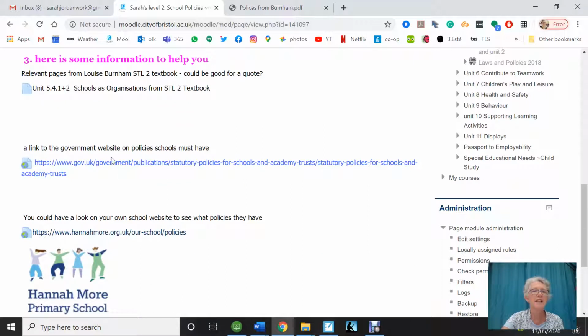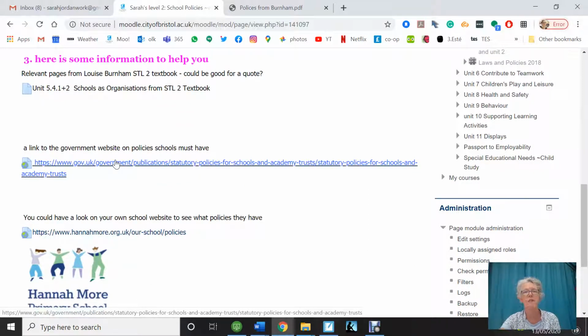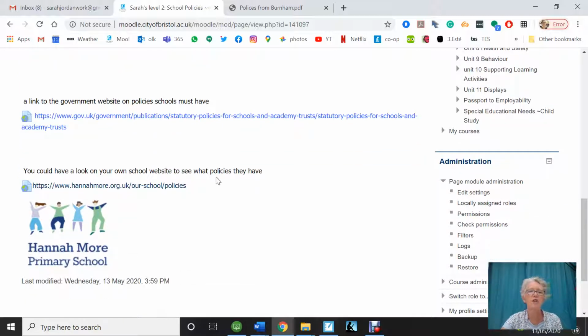And also, here's the link to the government website on the policies that schools must have. That was mentioned in the worksheet. And finally, you could have a look on your own school website to see what policies they have. If you're not sure what a policy includes, click on your school website and see what the policy is all about. I've put a link here to Hannah More Primary School's policy section in case you can't find yours. This question is not saying in your own school, so you can write about any school when you're giving examples.